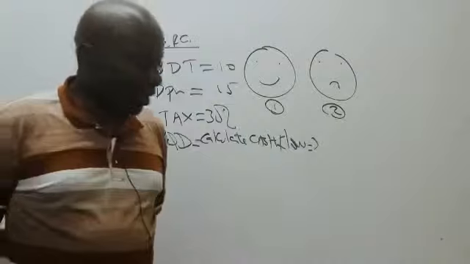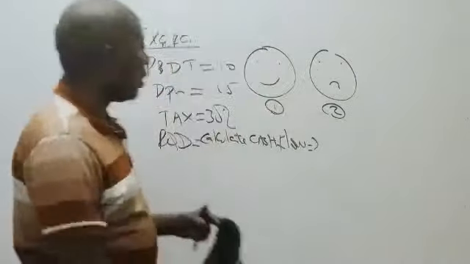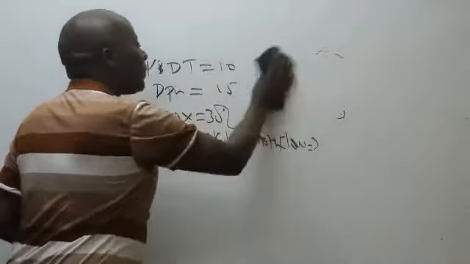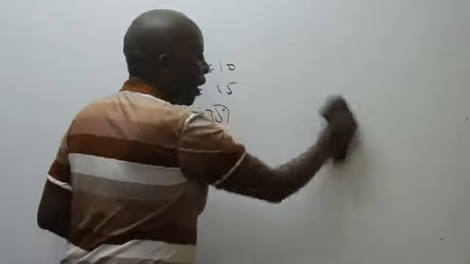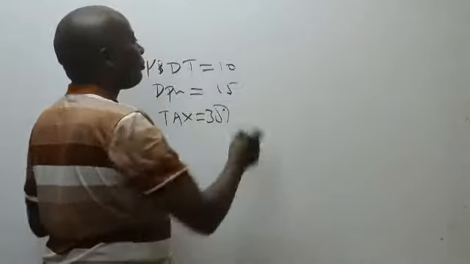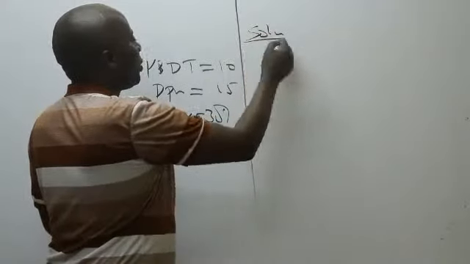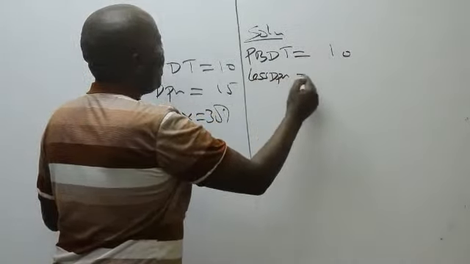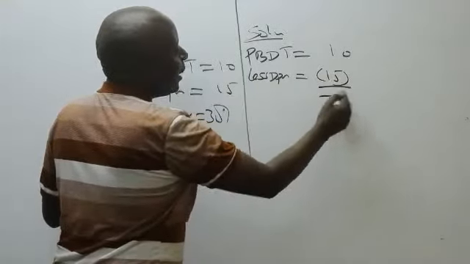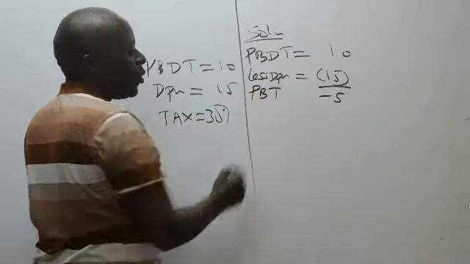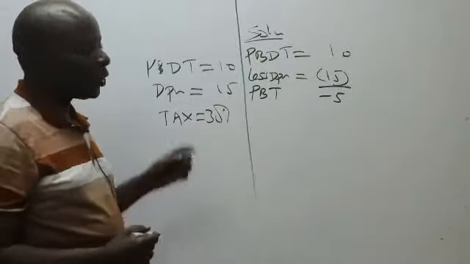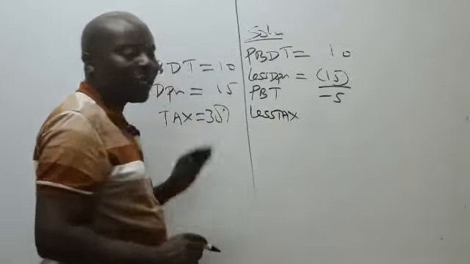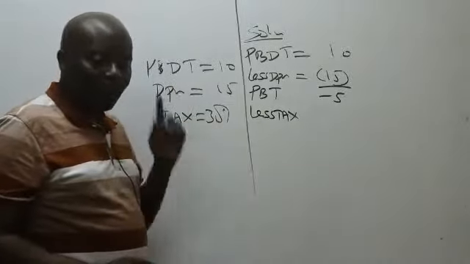Ladies and gentlemen, listen to me very well. In finance, even if it's a loss, we must apply the percentage. So, solution. We have our profit before depreciation and tax of 10, less depreciation of 15, and I get -5 as the profit before tax. Then you come under less tax. Always in finance, you must less tax regardless of whether it's negative or positive. You must always subtract tax.